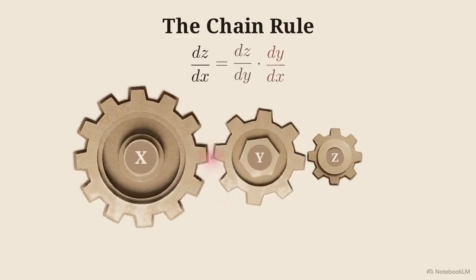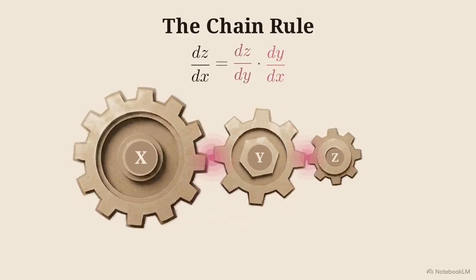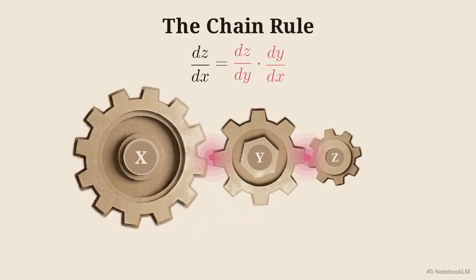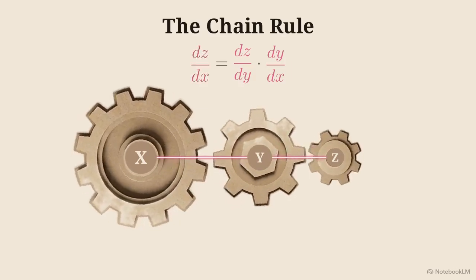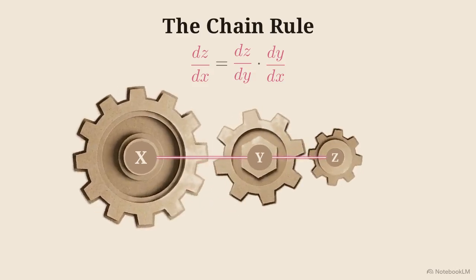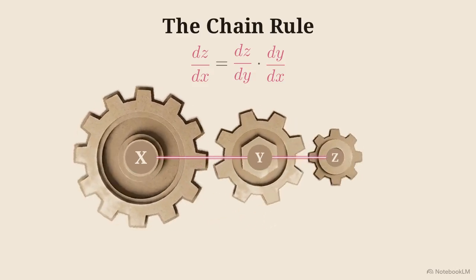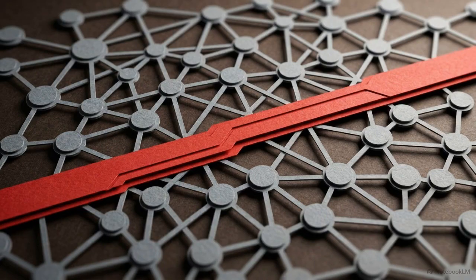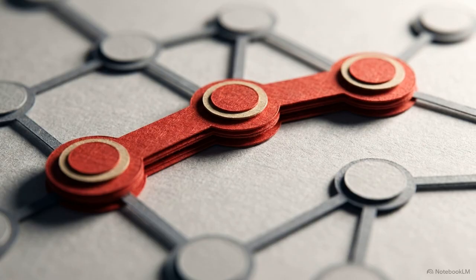As gear X drives gear Y and gear Y drives gear Z, we measure the specific rate of change at each point of contact. Multiplying these local sensitivities together connects the final output all the way back to the initial starting condition. The chain rule provides a language for compound influence. It lets us read a multi-layered network as a single traceable story of cause and effect.